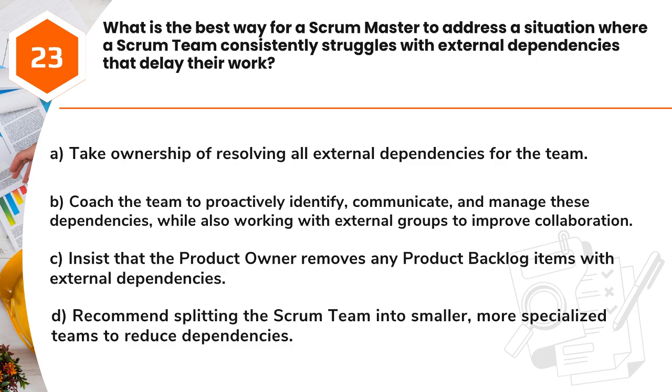B. Coach the team to proactively identify, communicate, and manage these dependencies, while also working with external groups to improve collaboration. C. Insist that the product owner removes any product backlog items with external dependencies. D. Recommend splitting the Scrum team into smaller, more specialized teams to reduce dependencies.